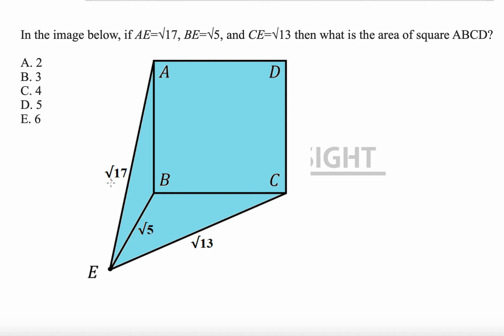In the image below, if AE is equal to root 17, BE is root 5 and CE is root 13, then what is the area of a square ABCD? To find the area of a square, we need to know some dimension here. That means either the side or the diagonal or some information. So we have to start using this information to find out the side of this square.